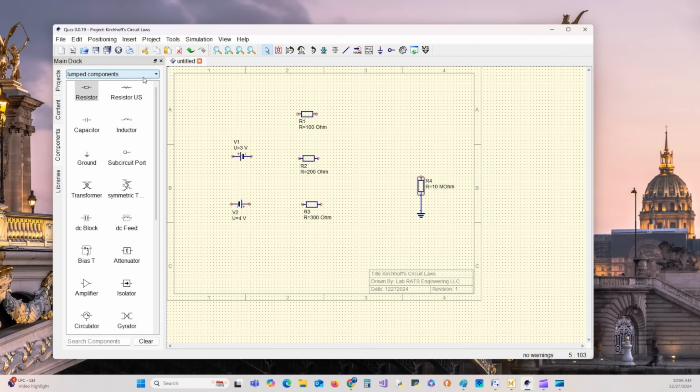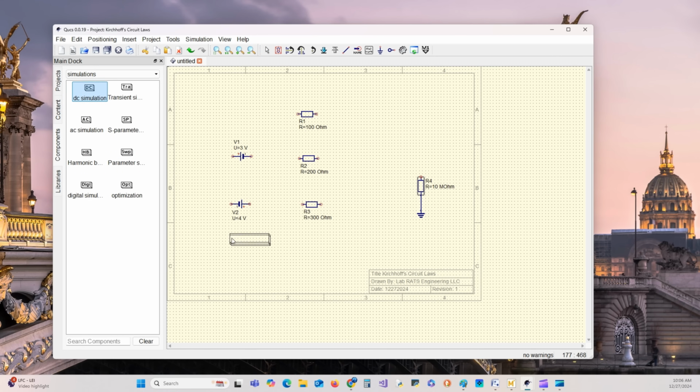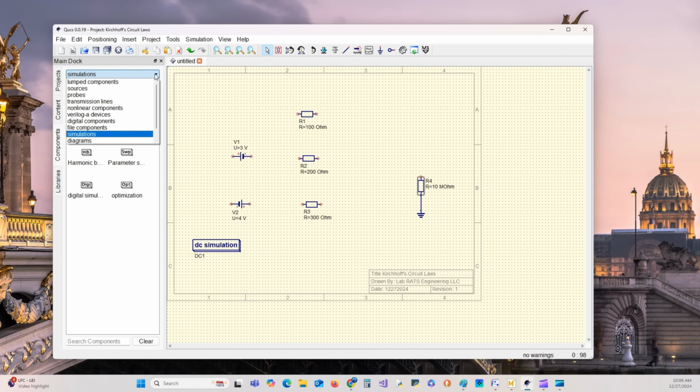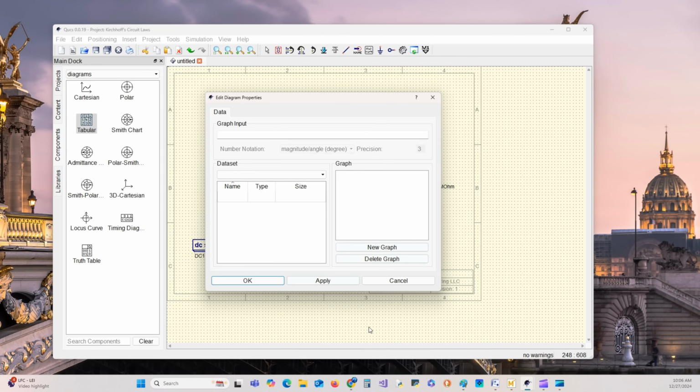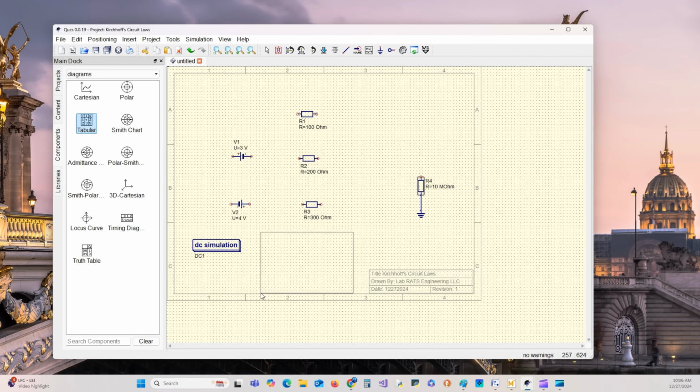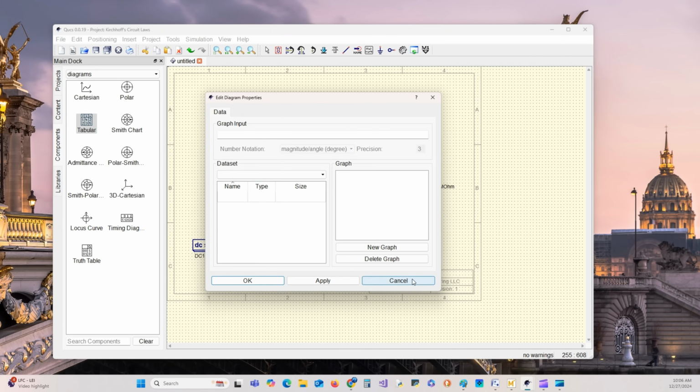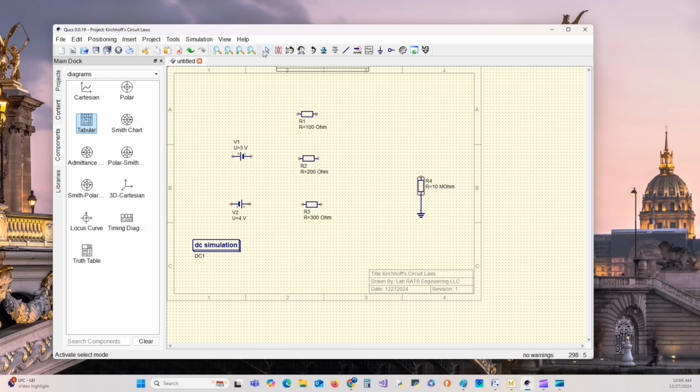But other things we need to add is the simulation. We need to add the DC simulation. Disable that. And then we need our table, our diagrams. And we want a tabular table. We'll bring that down to here and put that right there. But since we're not ready for it, we'll cancel that.